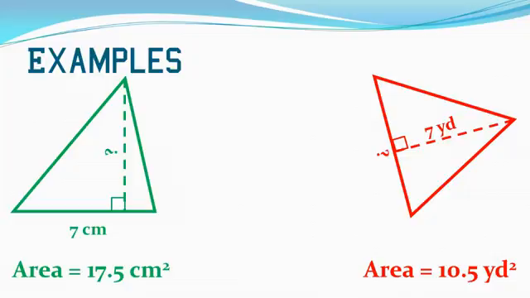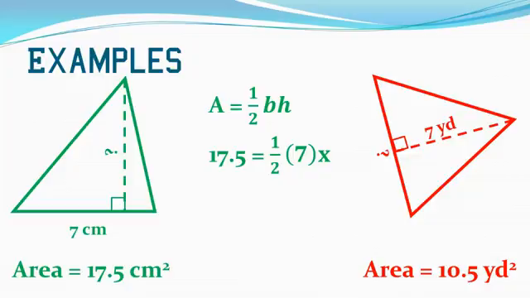Let's try to find the height of the triangle on the left, the green triangle. So I'm going to start with my formula, 1/2 base times height. I'm going to plug in what I know. I know that my area is 17.5. I know that my base is 7 because it's the line that's perpendicular to my unknown altitude. And I don't know the height. The height is my unknown altitude. So I'm going to leave height as a variable. I could put it in as h, or I like to use x.